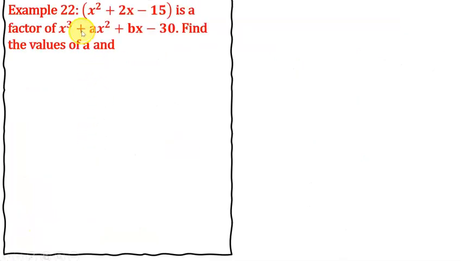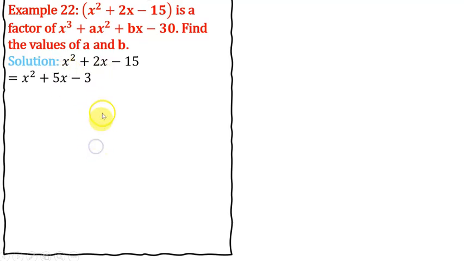Next example. x square plus 2x minus 15 is a factor of x cube plus ax square plus bx minus 30. Find the values of a and b. Okay, now here is the solution. x square plus 2x minus 15 is a factor. Therefore, first we factorize this polynomial.